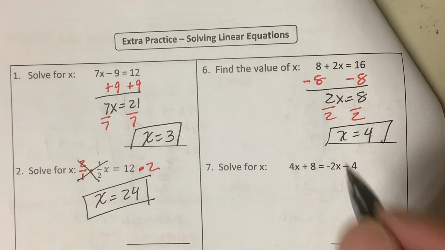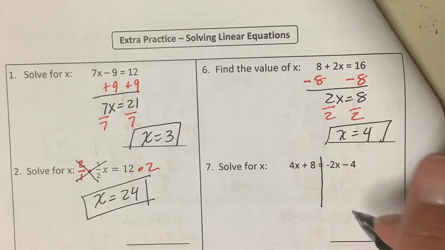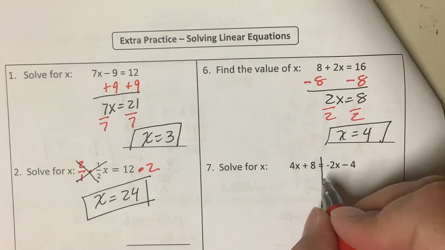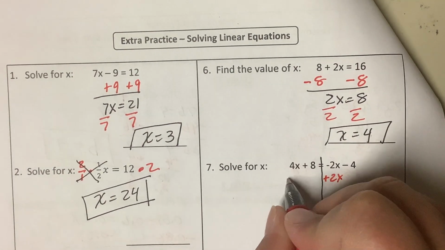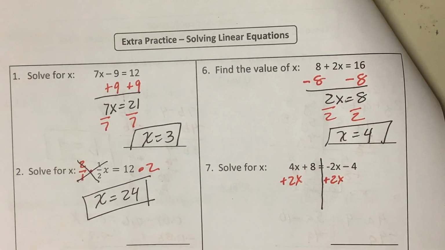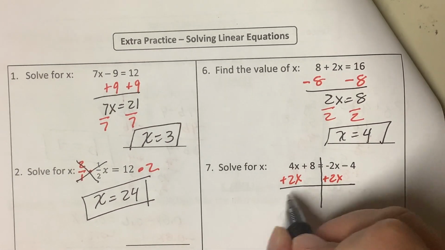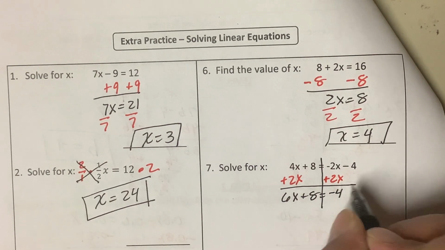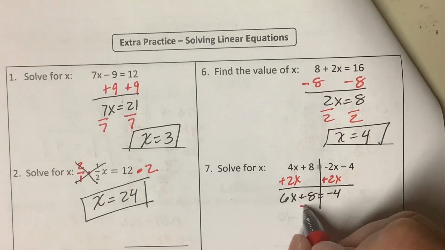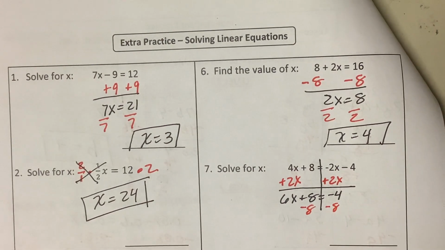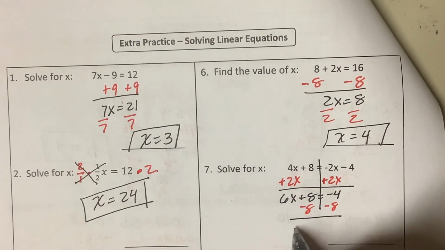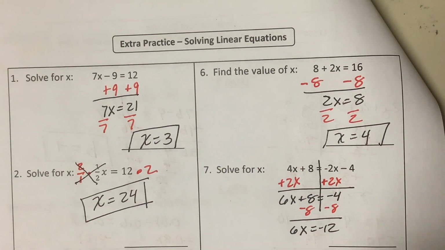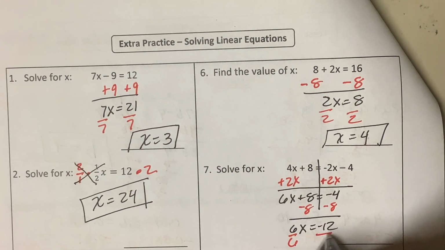Now we're getting to where we have to start thinking again. I put a line down the middle, and I'm going to move the smaller variable to the larger variable. Add 2x to both sides. And look at that, I made myself a nice two-step equation. 6x plus 8 equals negative 4. Subtract 8 from both sides. 6x equals negative 12. Divide by 6. And x equals negative 2.